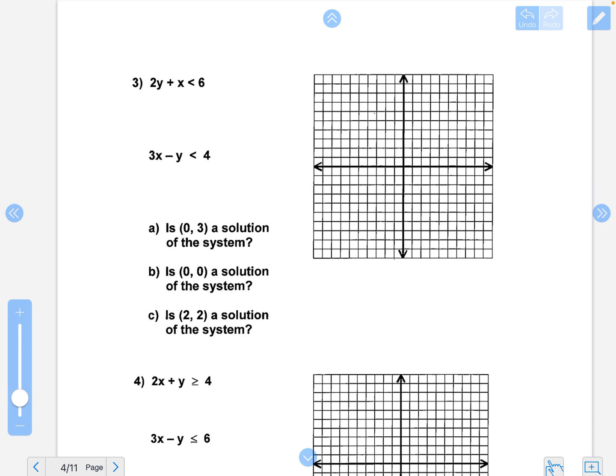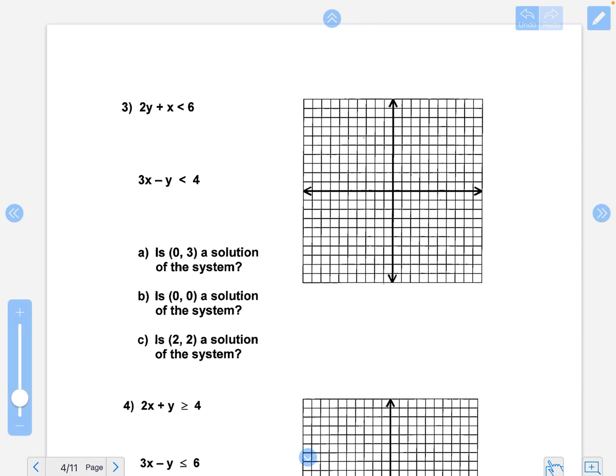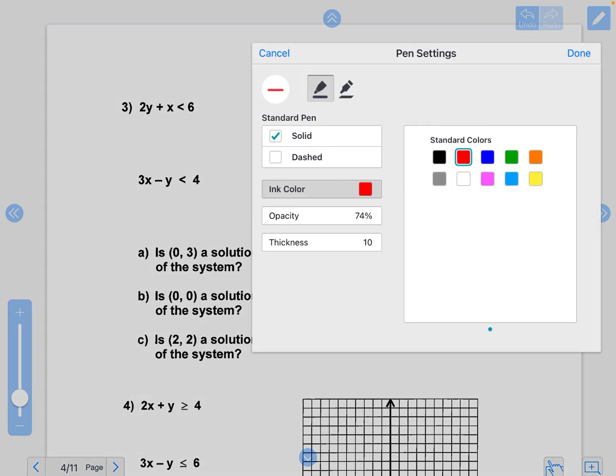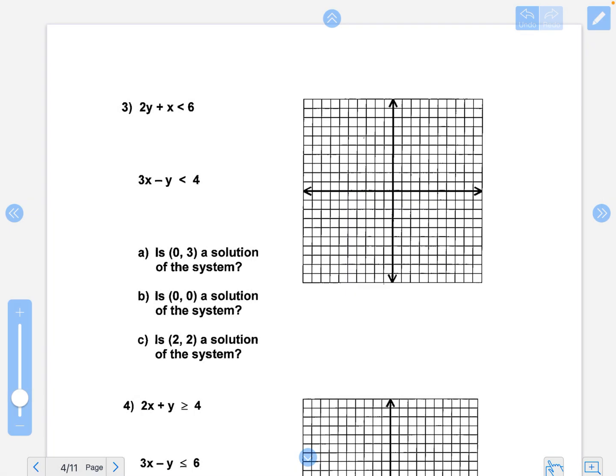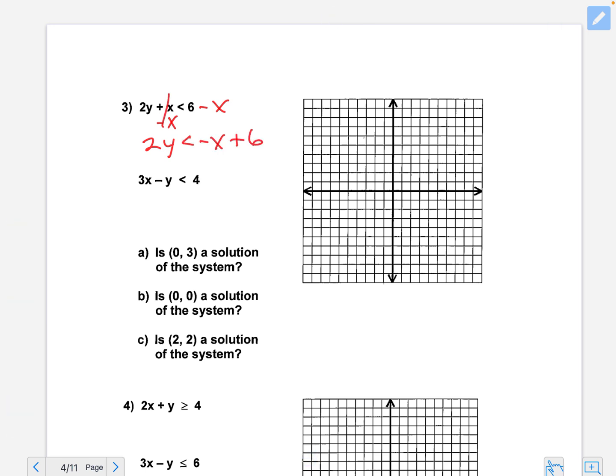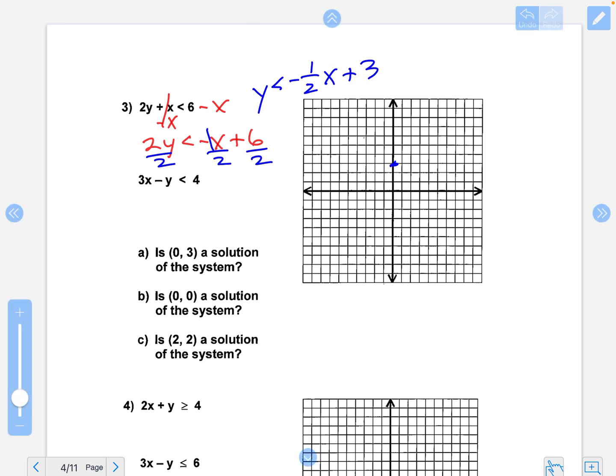Let's look at the one on the top of the next page. So this one is not solved for y. So the first thing we need to do is get rid of the x. Now we need to divide by the 2. And the thing you need to remember is there's an imaginary 1 there. So I have y is less than negative 1/2 x plus 3. So start at 3, go down 1 over 2, or up 1 and to the left 2.